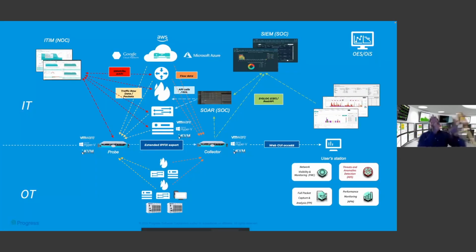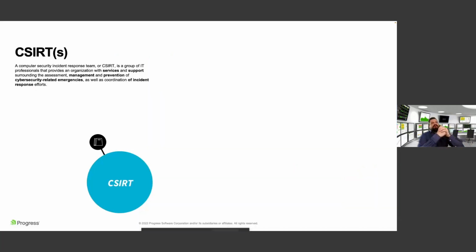And this is more about the architecture for operators of essential services and operators of important services. And what about the CSIRTs? Computer security incident response teams are responsible for many of the services, and they can support any kind of assessment, management, prevention of cybersecurity related emergencies, as well as the coordination of the incident response.